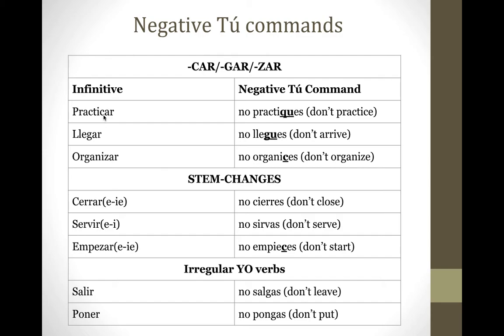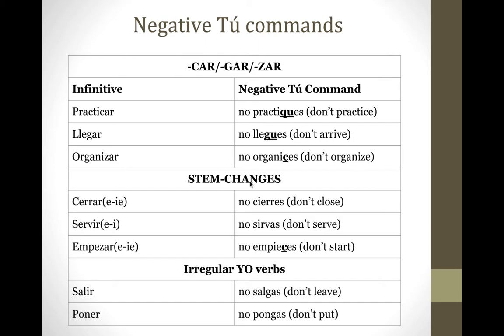The C in car will go to QU. The G in gar will go to GU. And the Z in zar verbs will go to a C. So don't practice, no practiques. Don't arrive, no llegues, and don't organize, no organices.